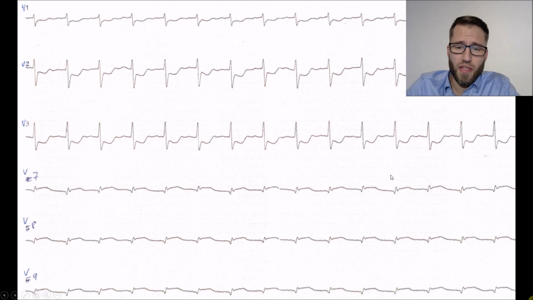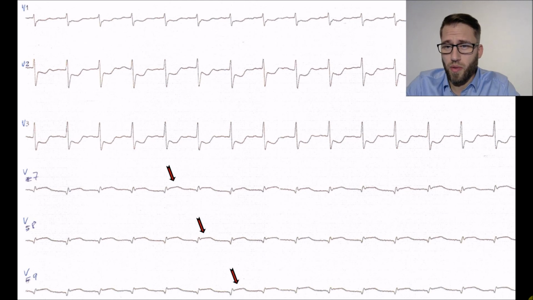So this is what we did there. We placed the V4, V5 and V6 to V7, V8, V9. I marked it here to make that clear. And we have a very significant ST elevation in the posterior wall leads. It's more than 0.05, it's 0.1 millivolts and more that are shown in these leads. That gives the diagnosis of a posterior wall myocardial infarction is STEMI.